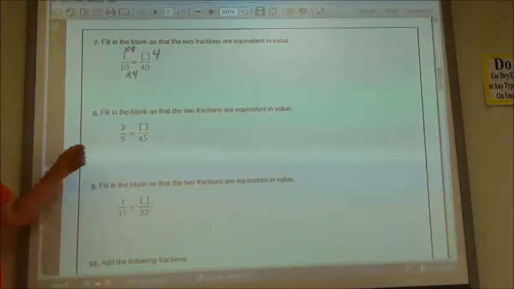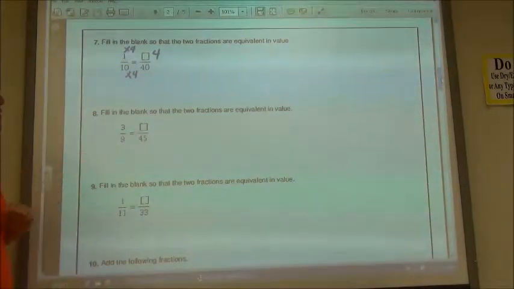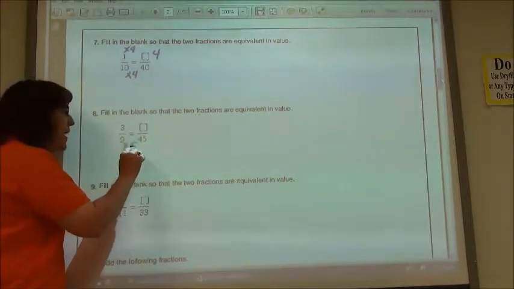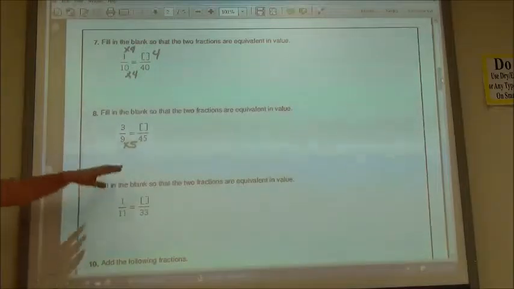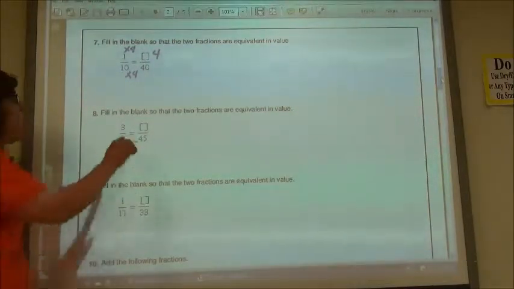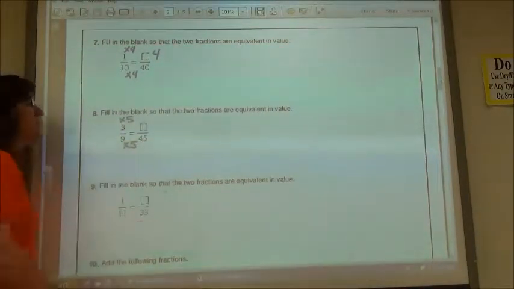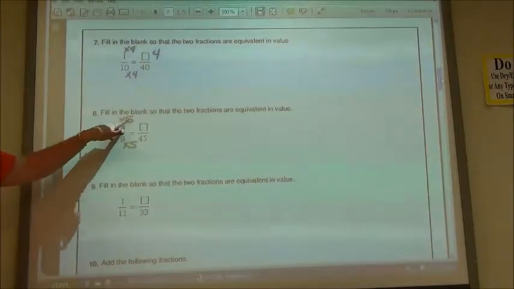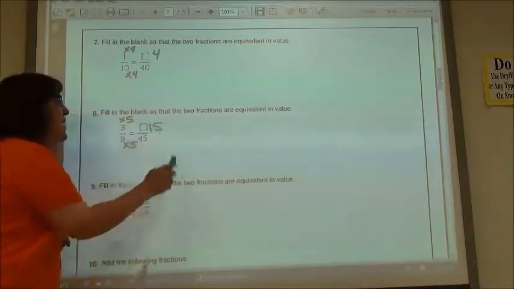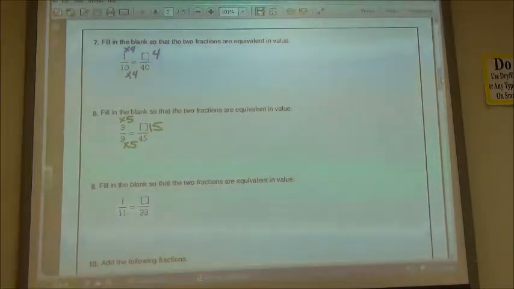Here I have 3/9. 9 goes into 45 5 times. 45 divided by 9 is 5, or 9 times 5 is 45. So if I have to take the denominator times 5, I also have to take the numerator times 5. 3 times 5 is 15. So 3/9 is equivalent to 15/45.